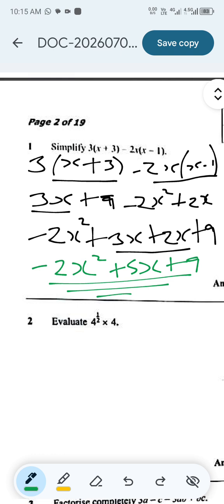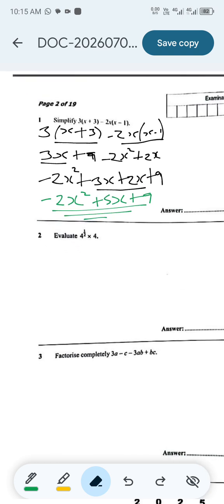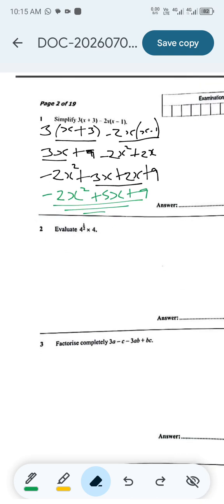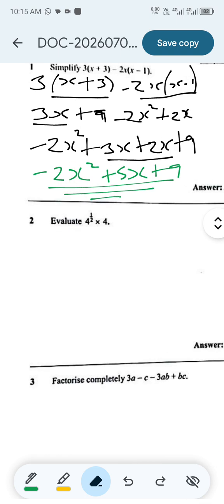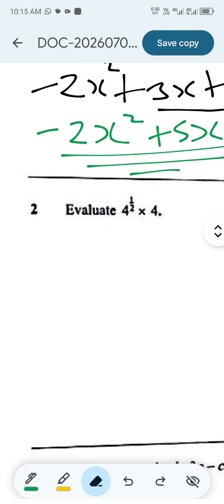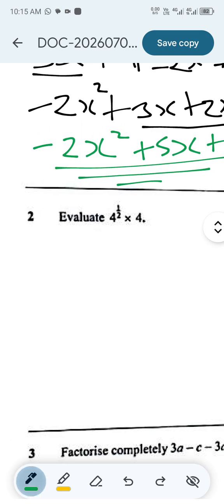So simplifying is very much simple. Just be calm, follow the process, and then it's going to be this simple. So we are done with the first question. Let's go to the second question. The second question is saying evaluate 4 to the power half times 4. So if we are to evaluate this, we need first of all to apply the rule of indices.